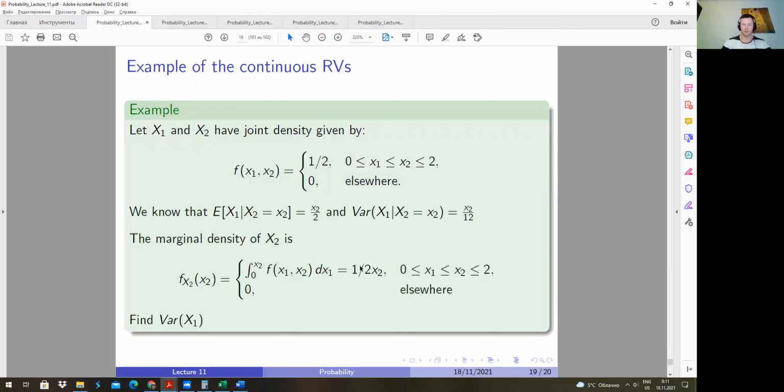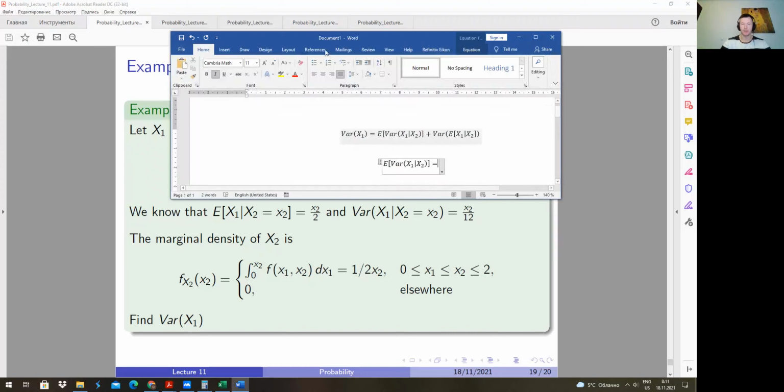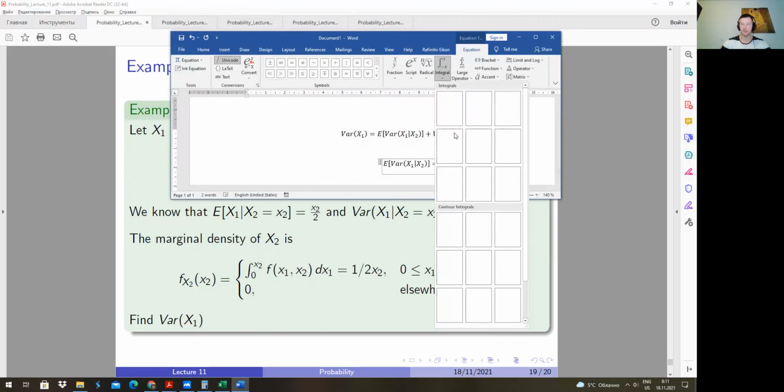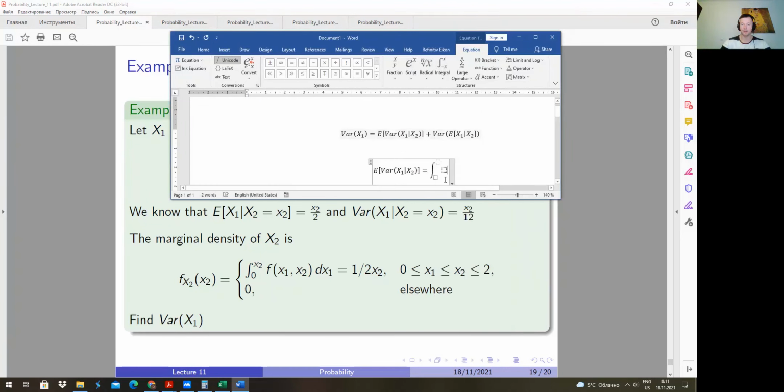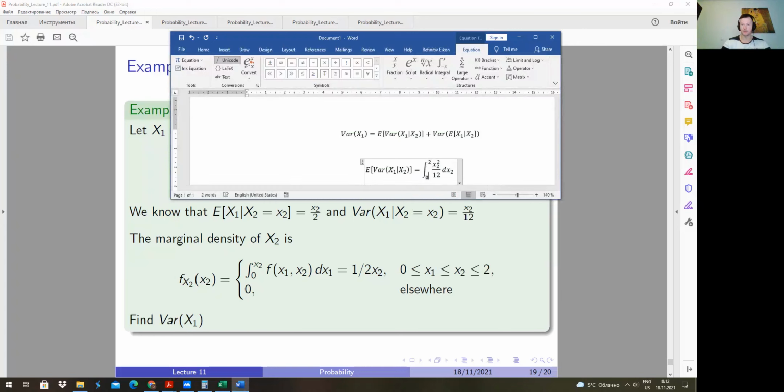And what do we know? We know that there is a conditional variance, which is x2 squared over 12, right? So it was a typo, which means that I need to integrate x2 squared over 12 over x2 dx2, and the values of x2 are bounded from 0 to 2 here.